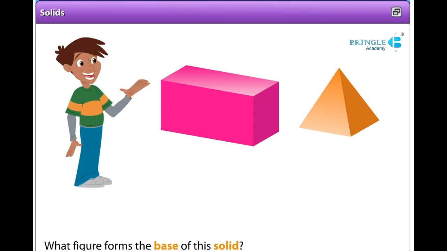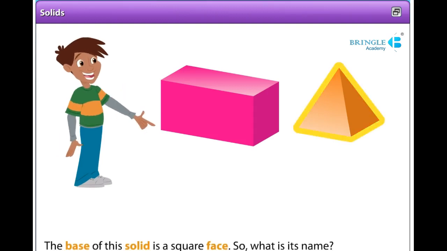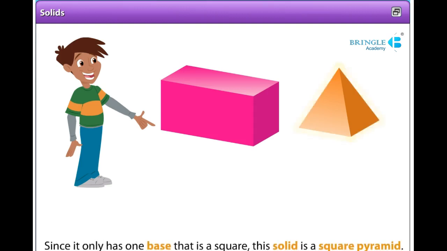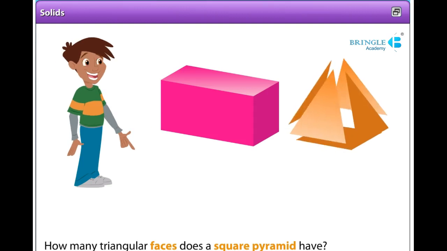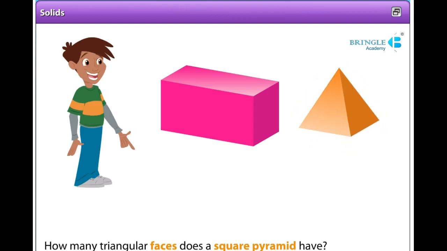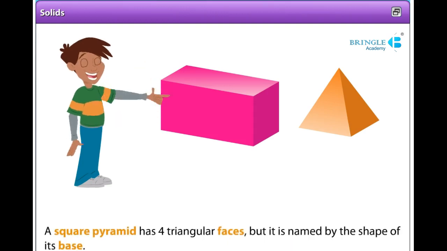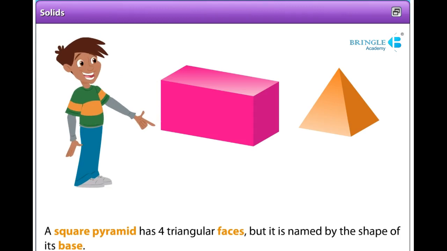What figure forms the base of this solid? The base of this solid is a square face. So, what is its name? Since it only has one base that is a square, this solid is a square pyramid. How many triangular faces does a square pyramid have? A square pyramid has 4 triangular faces, but it is named by the shape of its base.